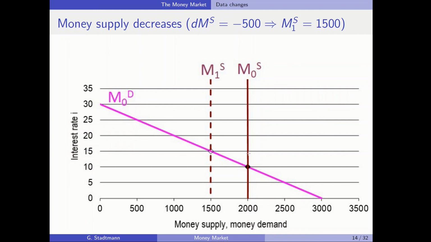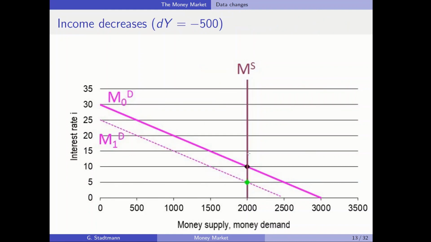Hence, we have analyzed two changes of data. Here, we were looking at what happens if the central bank decreases money supply. This is a contractionary monetary policy and leads to an increase of the interest rate. In the previous slide, we were looking at what happens if the GDP decreases. This is a money demand shock. Money demand decreases, which leads to a decrease of the interest rate.